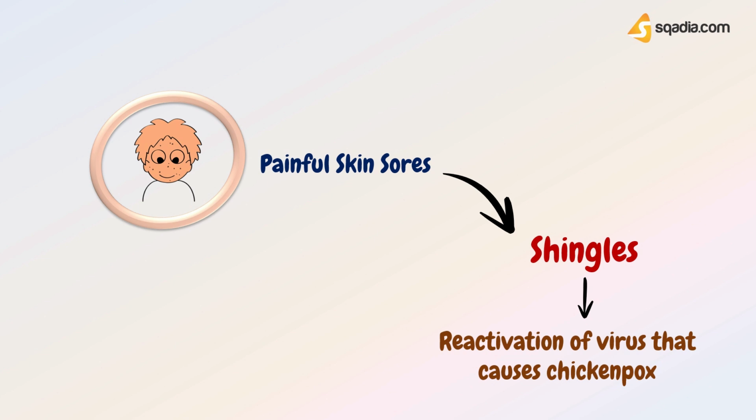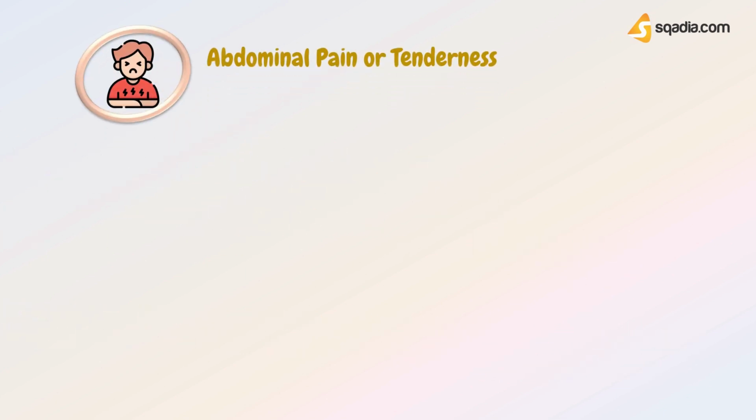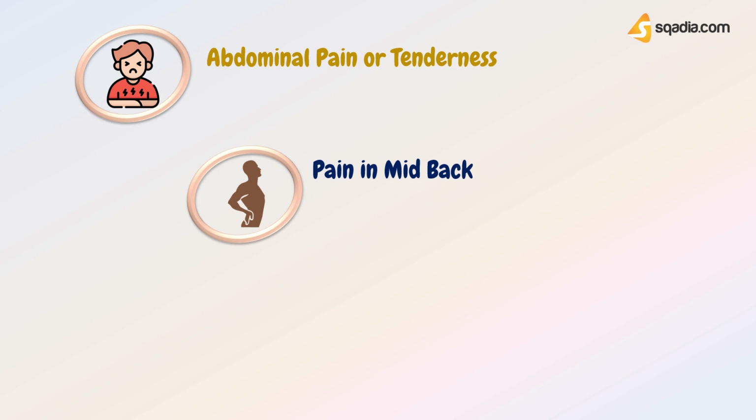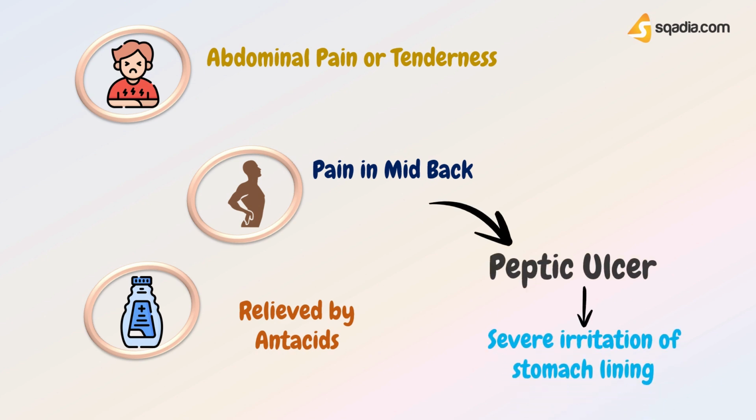more common in the elderly who have had chicken pox. Now, if the patient shows symptoms like abdominal pain or tenderness, pain in the mid-back region, sometimes relieved by antacids, then this might give you an indication that the patient has a peptic ulcer. Well, a peptic ulcer is defined as severe irritation of the stomach lining.